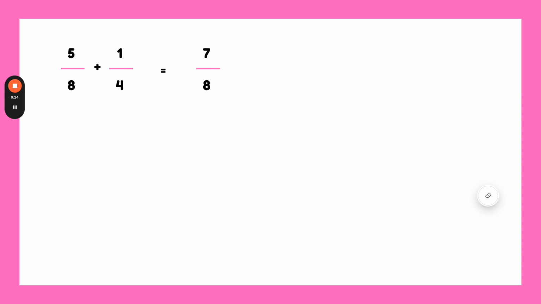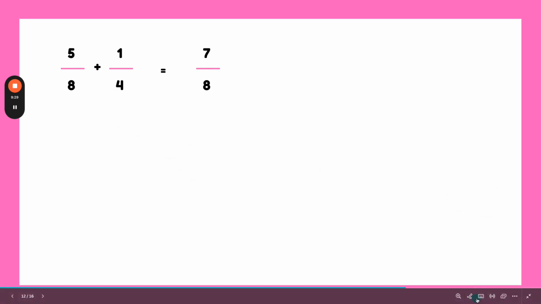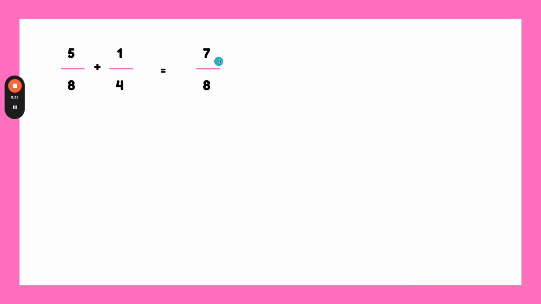So to summarize, 5/8 plus 1/4 is equal to 7/8.